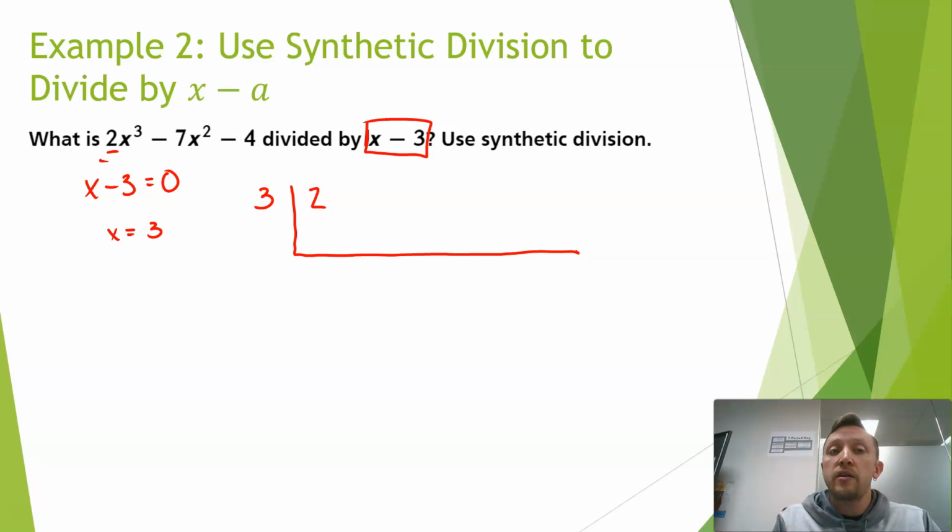And then, so that's from our leading term, so that's where we have a degree of 3. And then we have a negative 7. The signs are very important here. So we'd have a negative 7 because we have a negative 7x squared. Now I'm missing my plain old x. So I'm going to have 0 x's in there. And then minus 4 is our last one.